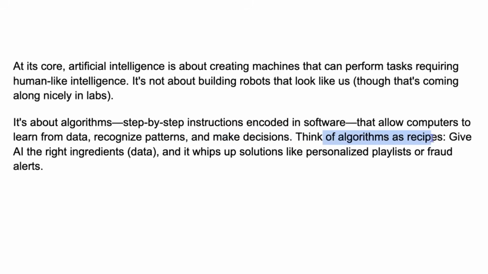Think of these algorithms as recipes. So give the AI the right ingredients, which is data, a prompt, right? And it'll whip up solutions like personalized playlists or fraud alerts, or write a book for you, or a script, or generate an image for you, or you name it, really. It can pretty much do anything at this point. And once it has access to the physical world, it will also be able to do anything inside of the physical world. But again, if we really started looking at some of the examples, which we're going to look at in a little bit, you'll be like, oh, you know what? These things actually do kind of exist already in our world, even in the physical world.